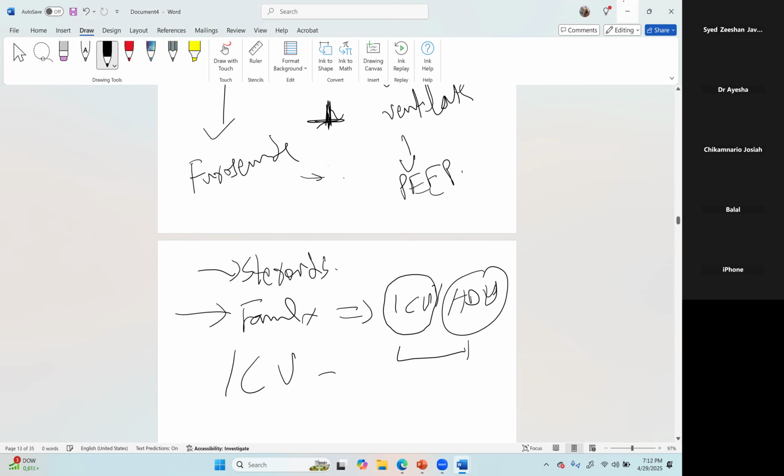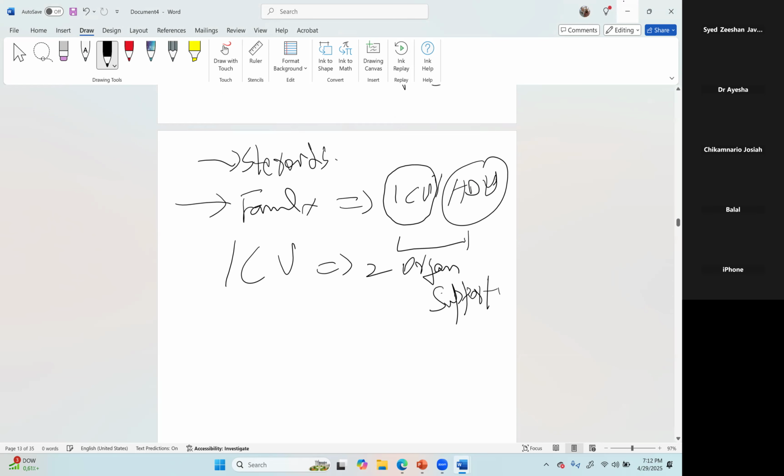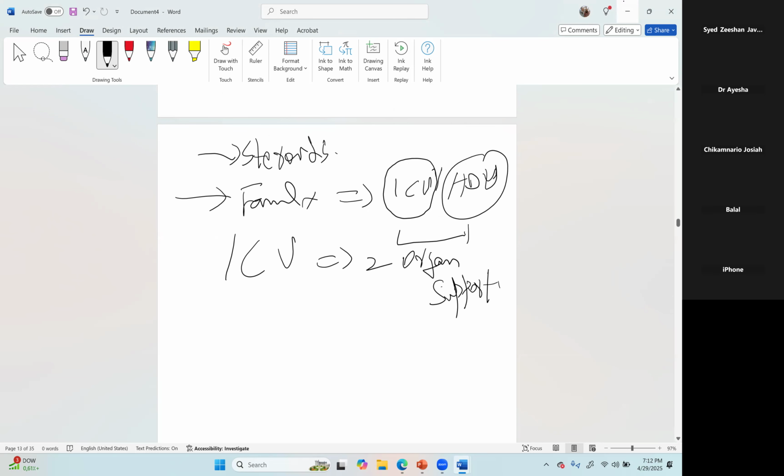In ICU, there is either mechanical ventilation or two organ support. For example, if the patient is on high flow oxygen therapy as well as having inotropes or vasopressors, it means two organ support. Similarly, if the patient has inotropes and is on dialysis, this is also two organ support. So this is ICU, and HDU is if only one organ support is needed other than mechanical ventilation. So this is the sequence of events for laryngospasm.